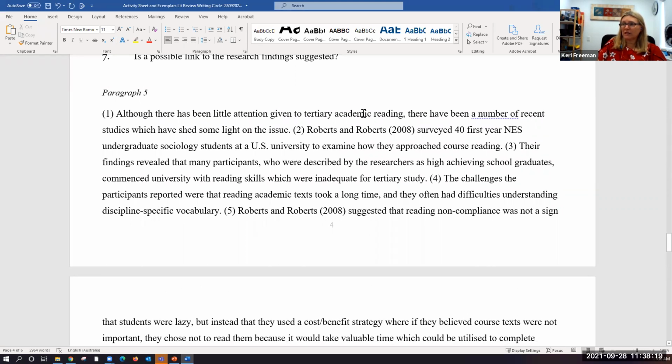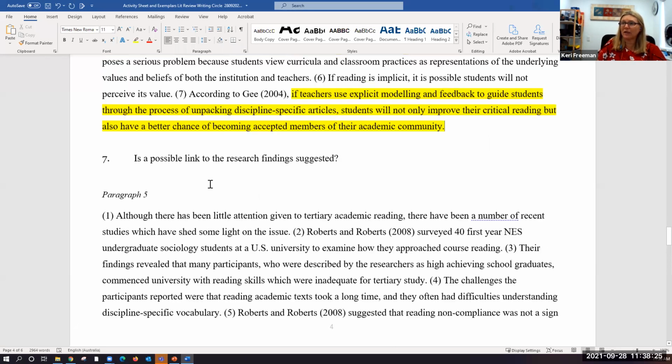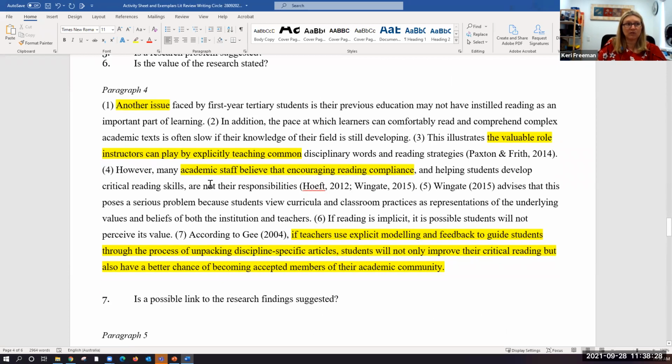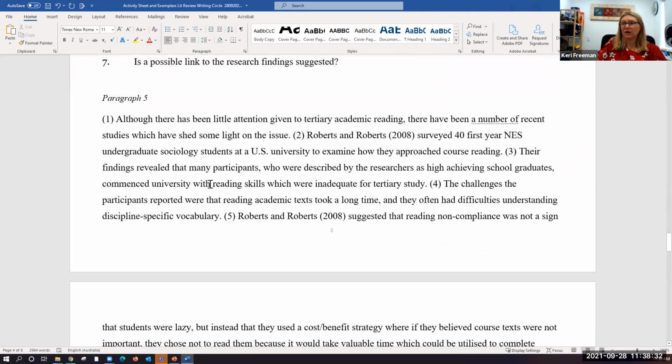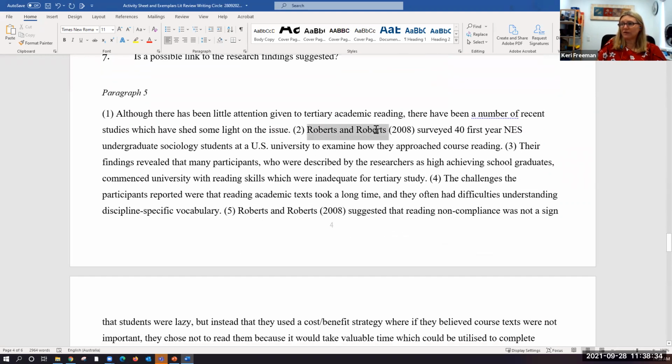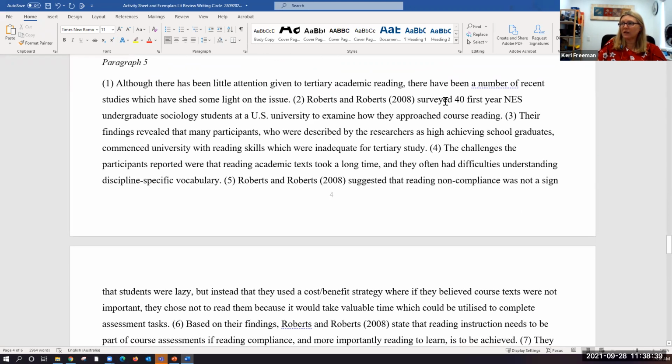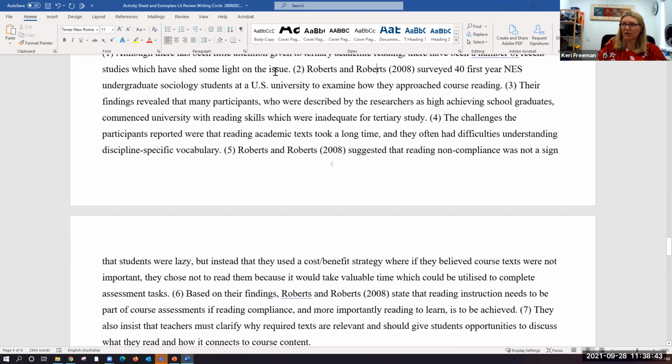So although there's been little attention given to reading, there has been a number of recent studies which have shed some light. Okay, so here we've been saying, there's not much research. It's not being done all that well at the moment, but some people, okay. So we've got, this is the first time we've got a specific study. So this one surveyed 40 first year students, given the context. So there's a lot of information being given just there in one sentence. So us as readers, we can go, okay, that's interesting.